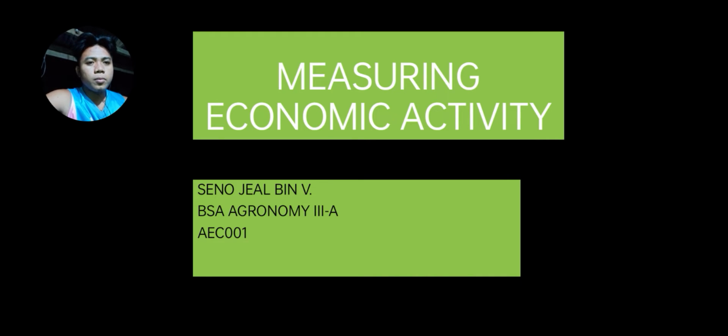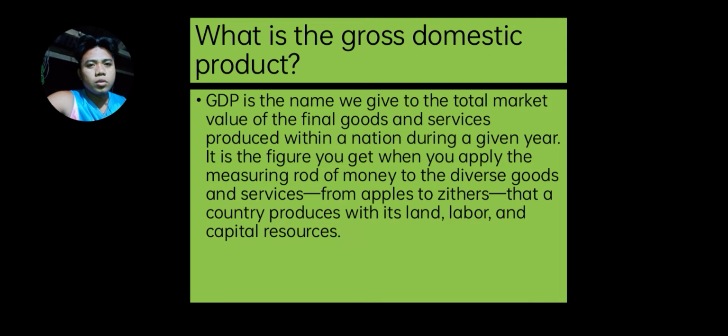My presentation is about measuring economic activity. What is gross domestic product? Gross domestic product is the name given to the total market value of the final goods and services produced within a nation during a given year. It is the figure you get when you apply the measuring rod of money to the diverse goods and services, from apples to zithers, that a country produces with its land, labor, and capital resources.